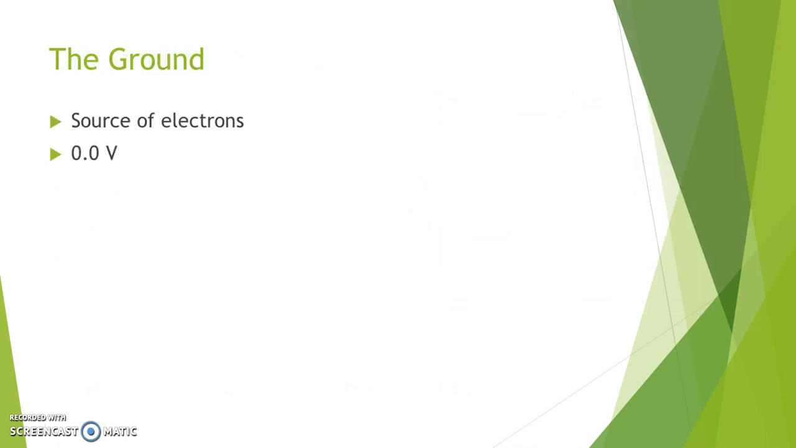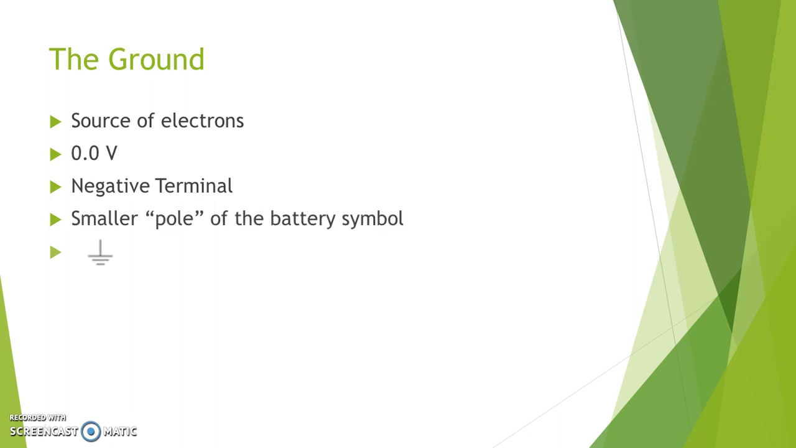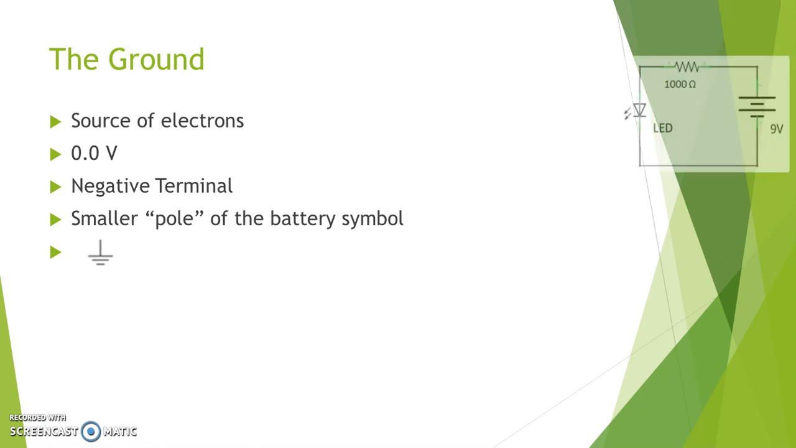Okay, the ground is the source of electrons. By convention, it's 0 volts. It's the negative terminal on the battery and the smaller pole of the battery symbol. And it also is sometimes shown like this, representing a wire going into the ground.